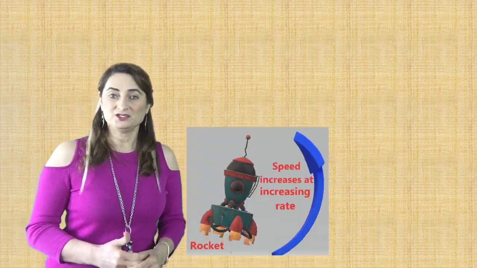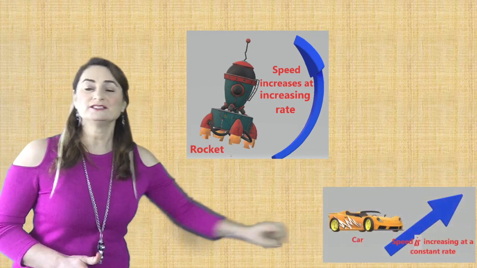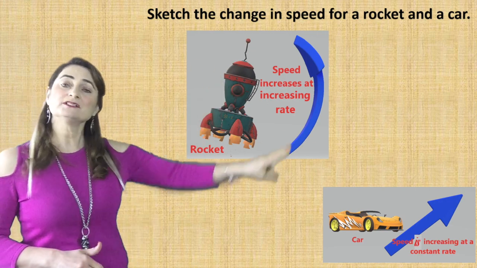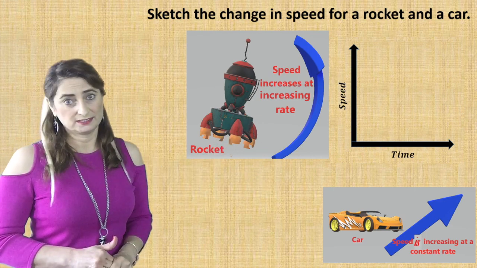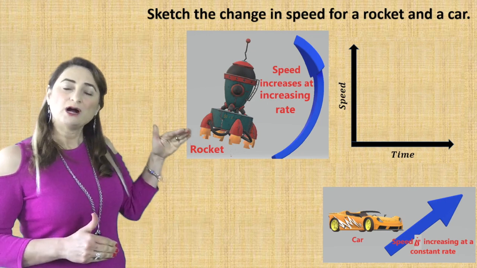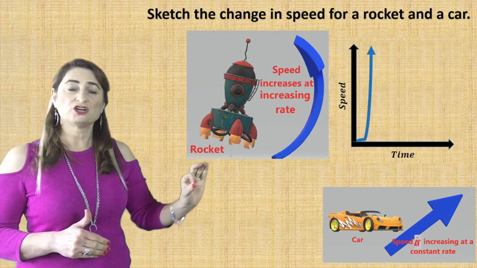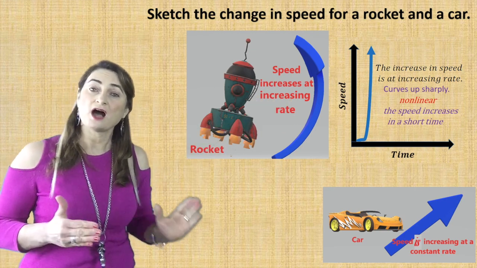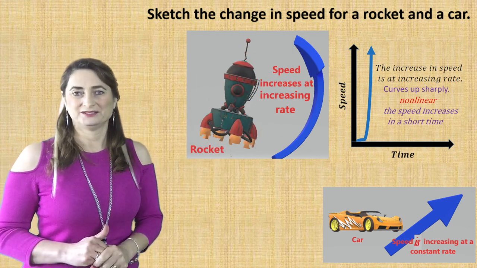Let's start with something easy to understand, like the difference between a rocket taking off or a car taking off. If I wanted to sketch the change in speed for a rocket and a car, first I need the coordinate plane, where X represents the time and the Y represents the speed. So what's happening to the speed of the rocket over time? Watch how the rocket starts slow, but then it takes off very fast, very sharp. So the increase in speed is at an increasing rate, which means it curves up sharply, and that's called increasing rate, which means nonlinear.